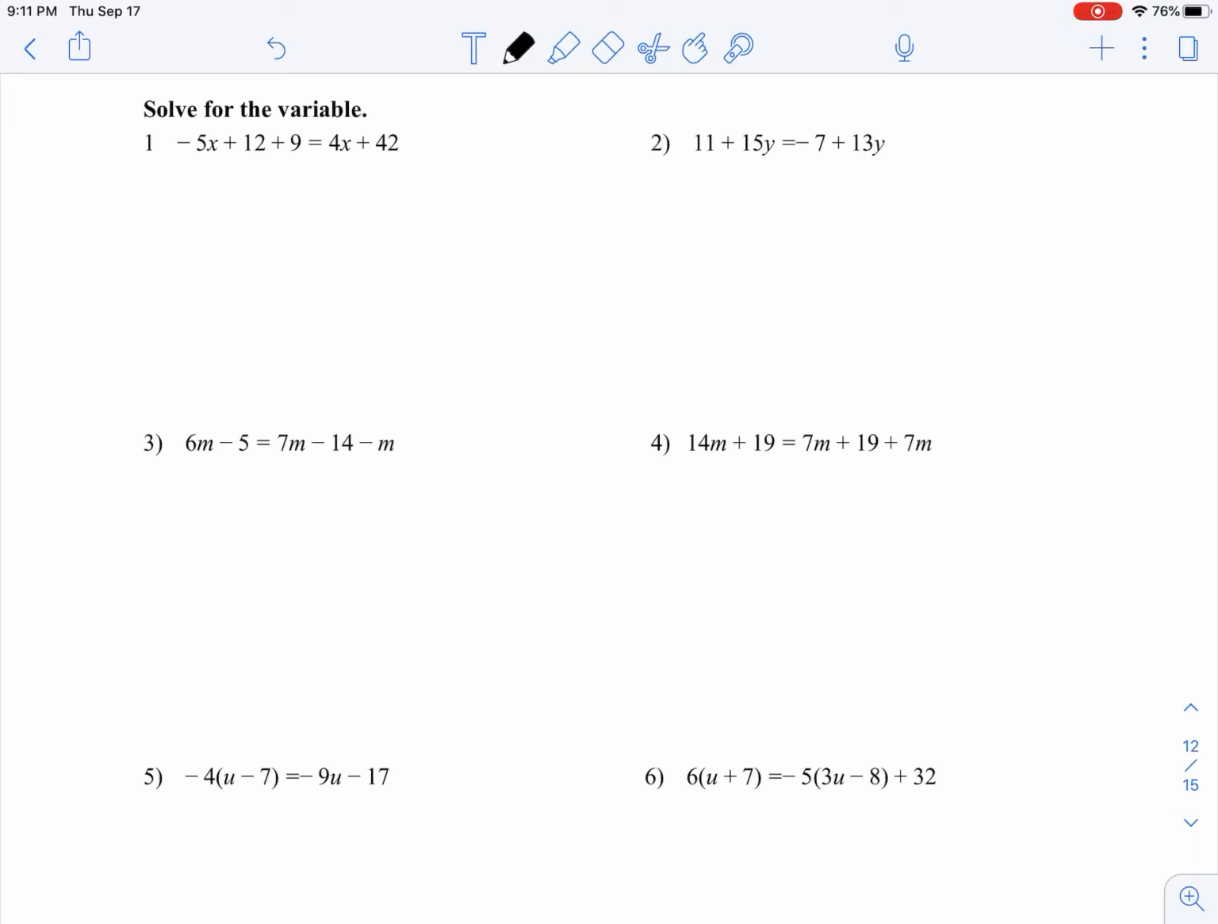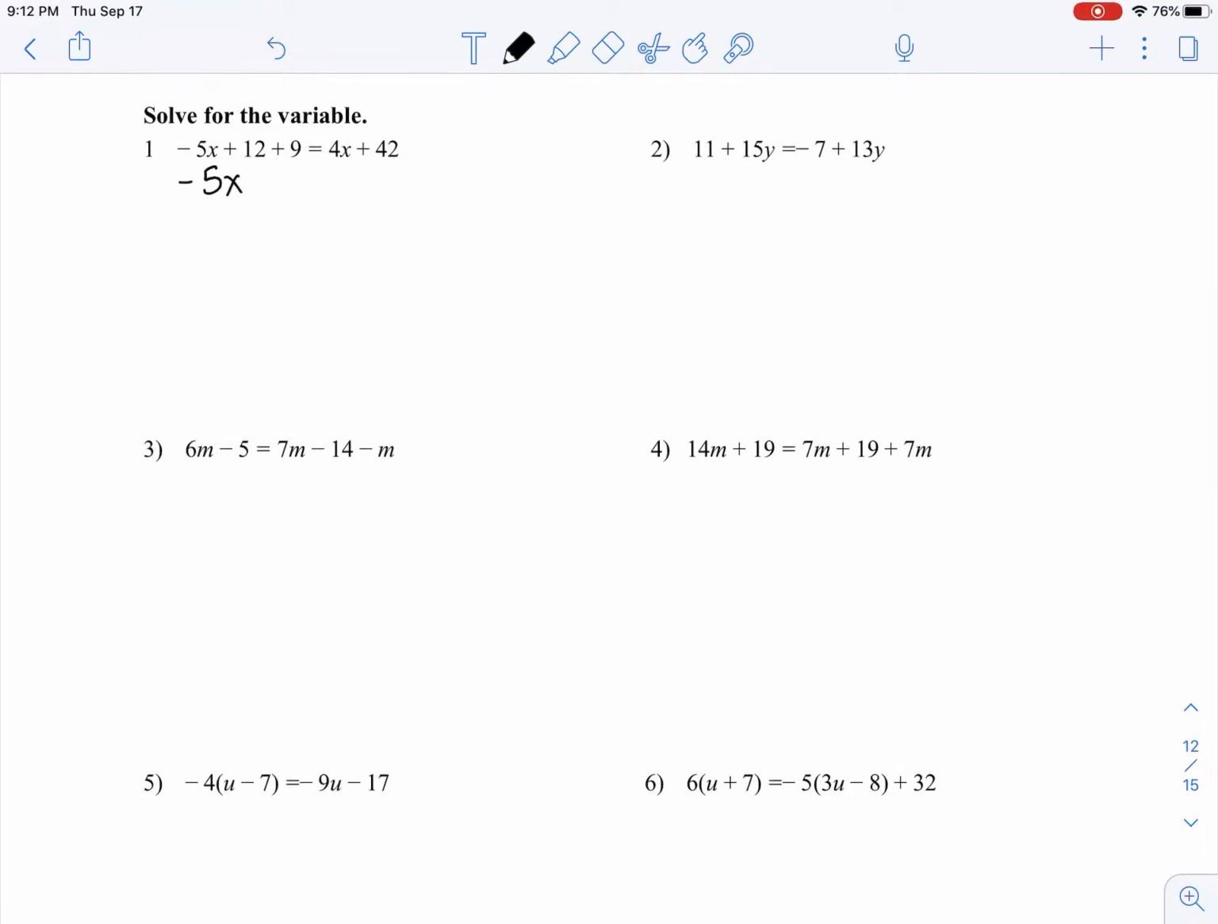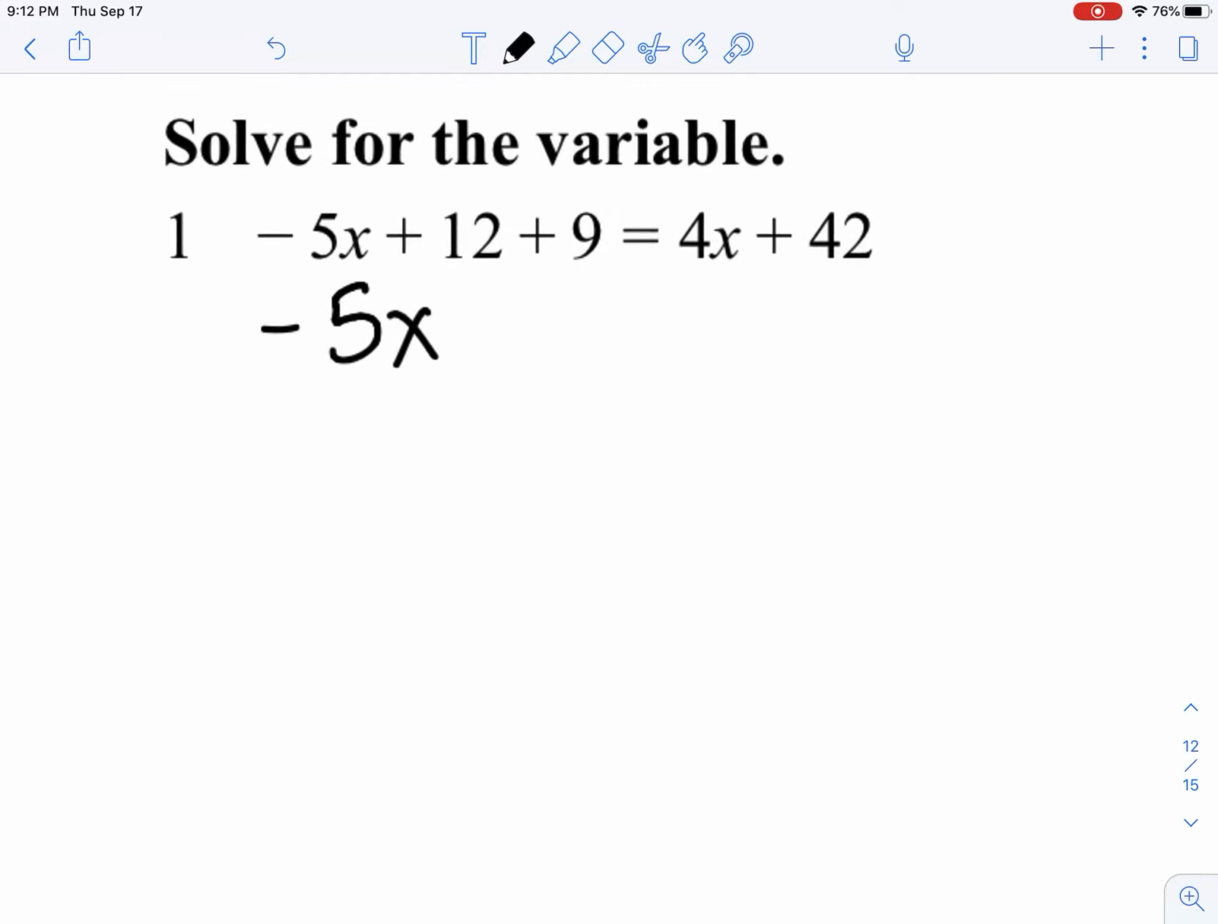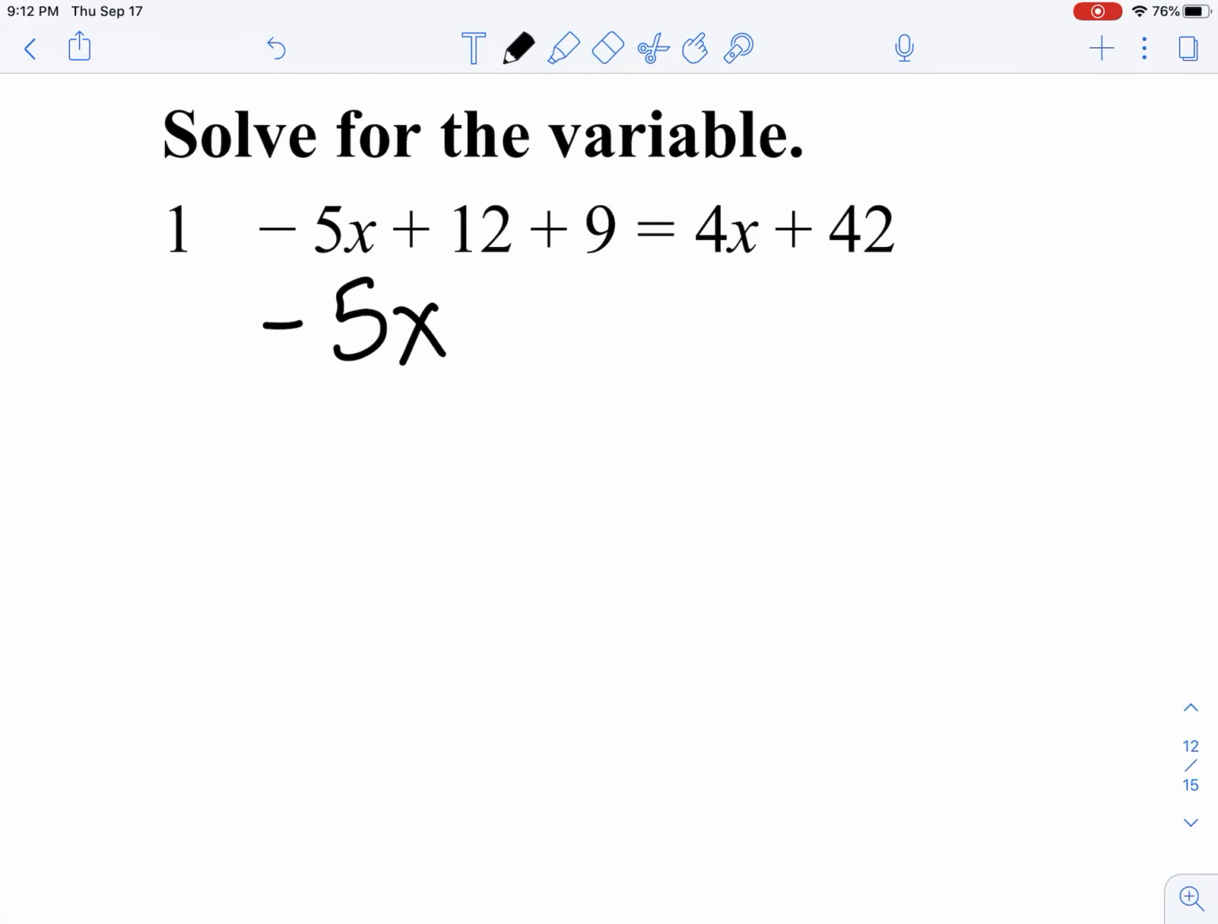So before I start that, I'm actually going to look to see if I can combine any like terms on the same side of the equal sign, which I can right there. Those are like terms. I'm going to combine those first. So the negative 5x, the 12 and the 9 will make positive 21 equals 4x plus 42.